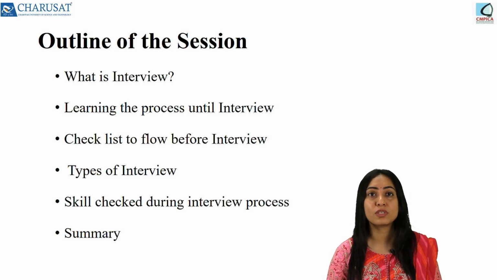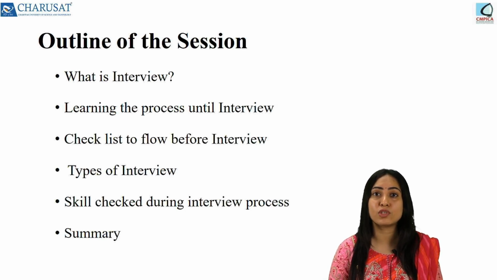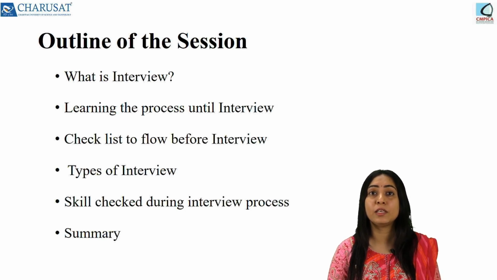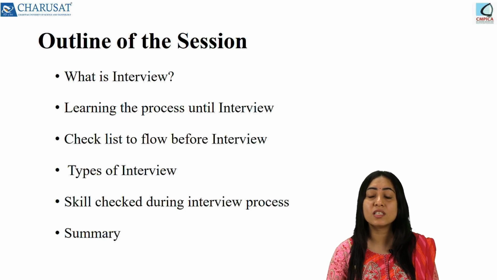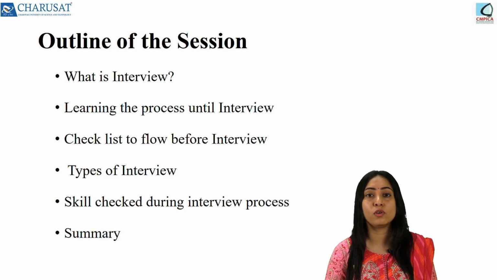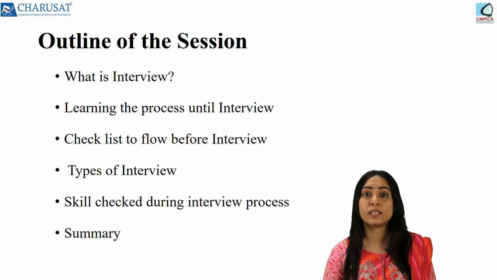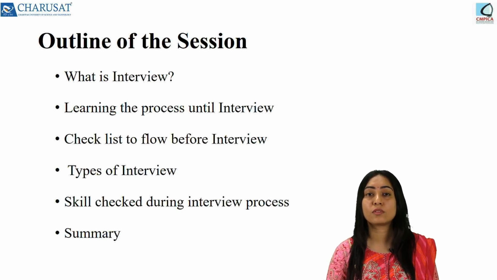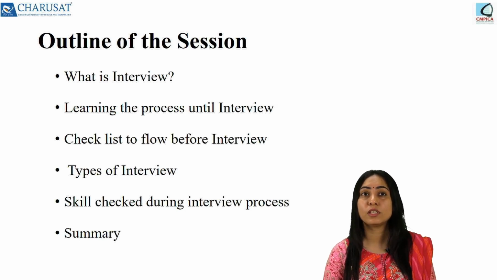Yes, the very first is what is an interview, which is very foundational and basic, but much required to understand and interpret the impression that it gives, right? So therefore, what is an interview? We are then going to learn the process that a candidate must follow before the candidate gets the opportunity for an interview. We are then going to see the checklist flow before the interview.